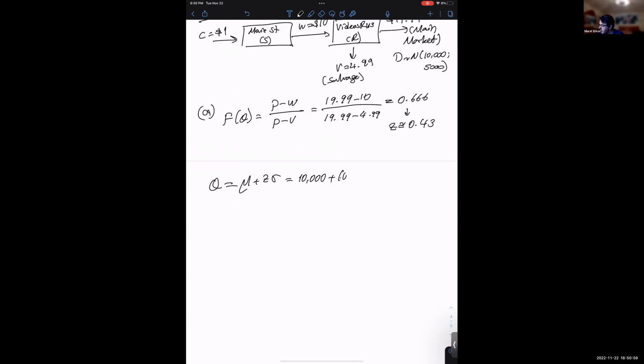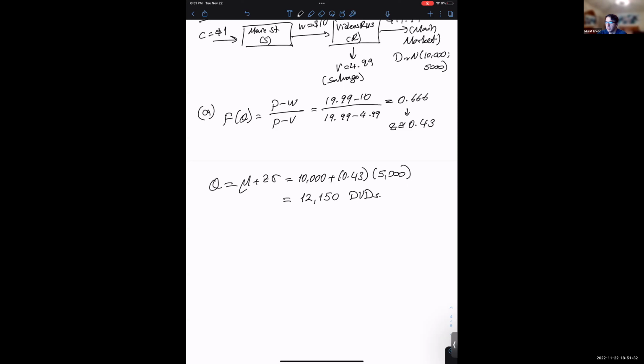So Z is 0.43, and sigma is 5,000, and that gives me 12,150 DVDs. That's how many the retailer will order under this contractual agreement. And the question here is to calculate the profits of the retailer, I guess, in this particular case.